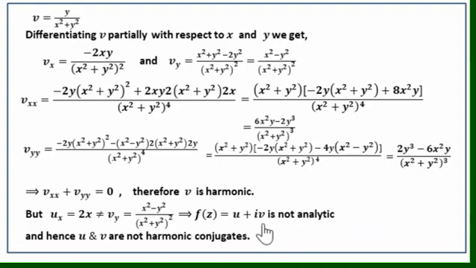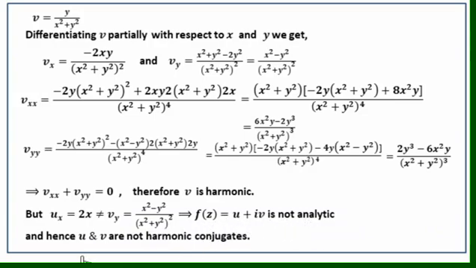Because if f of z equal to u plus iv is analytic, then by Cauchy-Riemann equations, that is, u and v satisfy Cauchy-Riemann equations, we should have ux equal to vy. But we have here, for given u and v, ux is not equal to vy. So function f of z equal to u plus iv is not analytic.